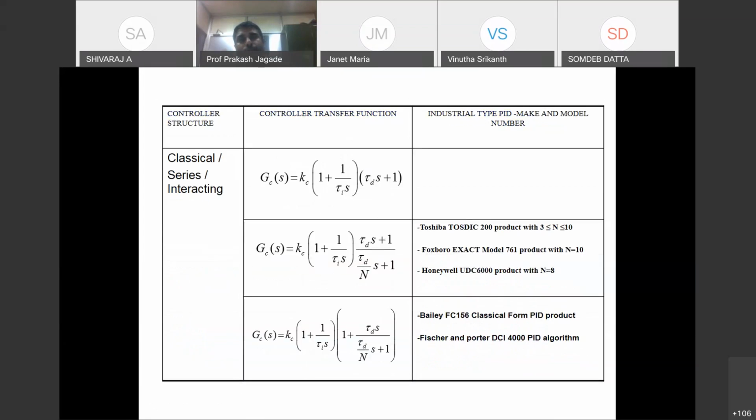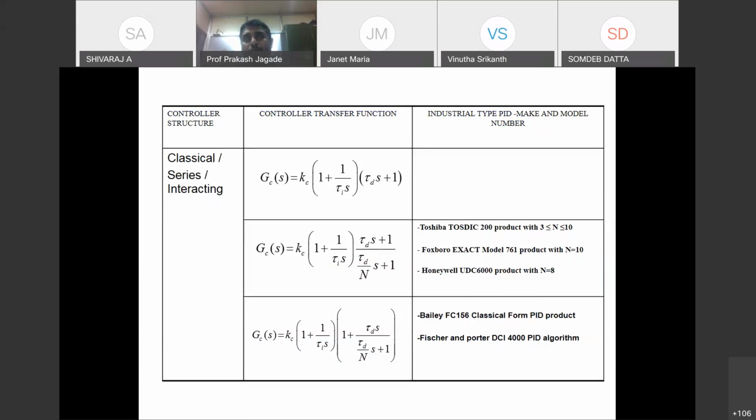So here, this is a classical type PID controller. So far, I've discussed two forms of PID controller. The first one is an ideal, or non-interacting, or parallel form PID controller. The second one is a classical, or series, or interacting type PID controller.